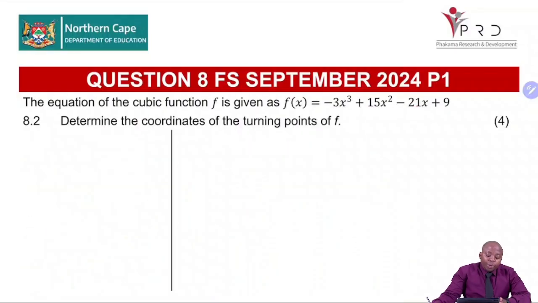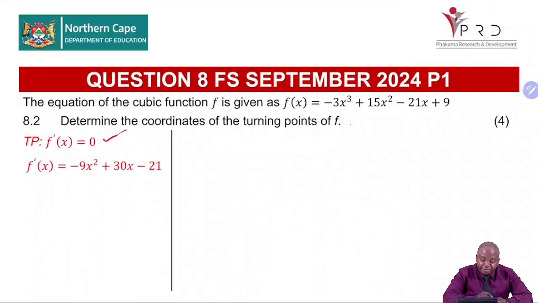Then 8.2 reads as follows. Determine the coordinates of the turning point of f. How do we find the coordinates of the turning point? To find the coordinates of the turning point, we know that the first derivative must be equated to 0. Right, then we're going to find the first derivative.